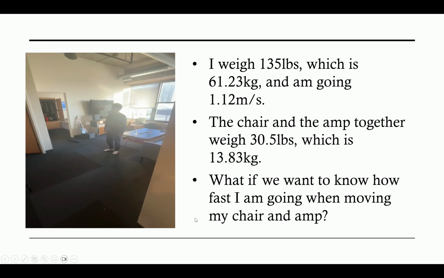So, in this example, I'm walking until I collide with my amp, which is on a chair, and then I push that mass together. I weigh 61.23 kilograms, which is converted from my weight of 135 pounds. I'm walking at a speed of 1.12 meters per second, which I calculated by using the walking app on a previous take. The chair and the amp together weigh 30.5 pounds, which converted is 13.83 kilograms. And here is a video of the collision.